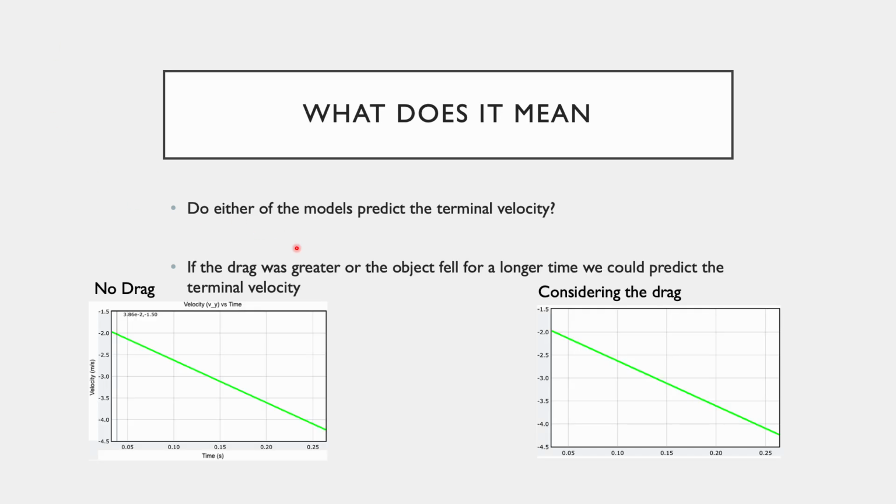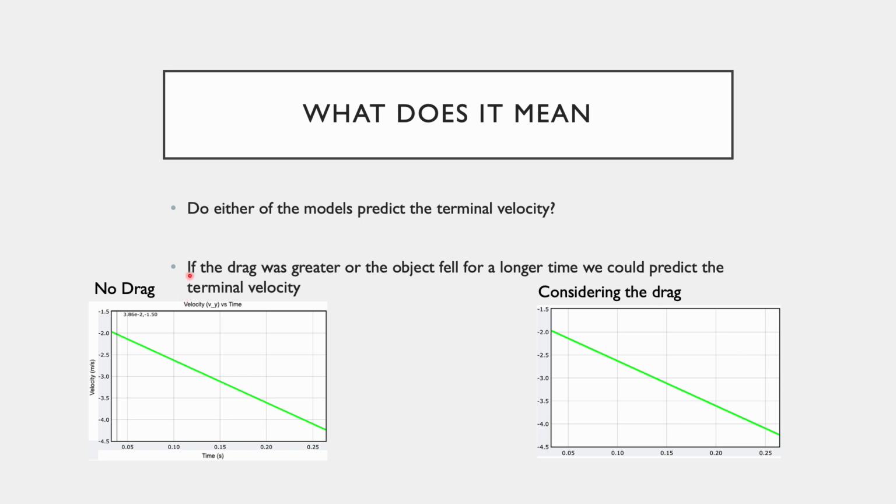One question is, do either of the models predict the terminal velocity? The short answer is no. If we look down, these two graphs show the velocity versus time of our model with no drag and the model with drag. Terminal velocity is the maximum velocity an object will reach before it hits the ground. We can't see a point where the velocity levels out and is flat. Our velocity is constantly changing. It has a slope. A point where the slope would be 0 is where we can indicate the terminal velocity.